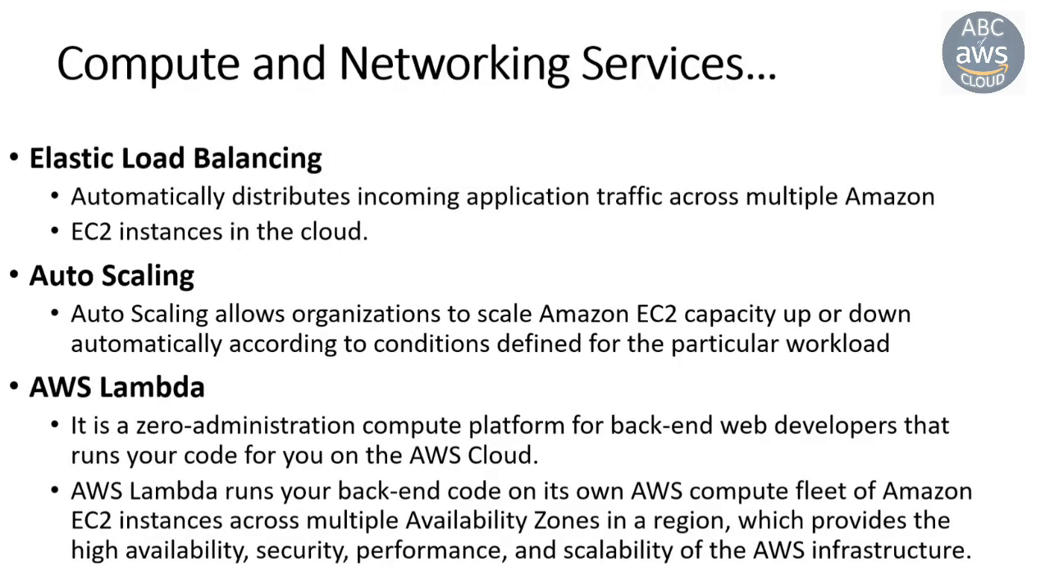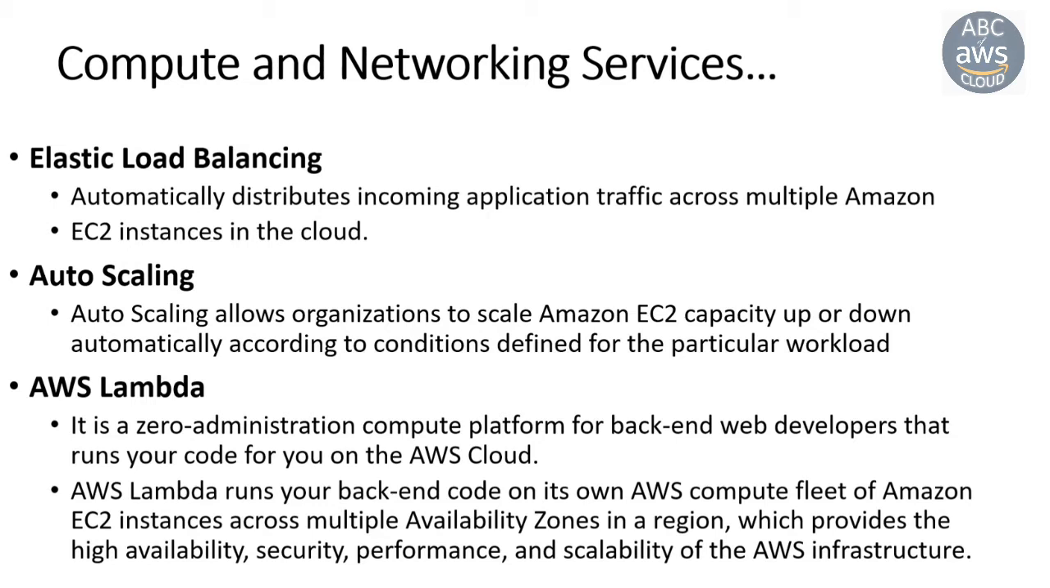Next is Elastic Load Balancing. Elastic Load Balancing is one service by AWS. It automatically distributes incoming application traffic across multiple Amazon EC2 instances in the cloud. So suppose you are working with a web service, and that web service is deployed on one EC2 instance, one virtual machine in the AWS cloud, and you are having more load. So there is one service called Elastic Load Balancing. Load balancer, you might know this term, and it will automatically distribute incoming application traffic to multiple Amazon EC2 instances.